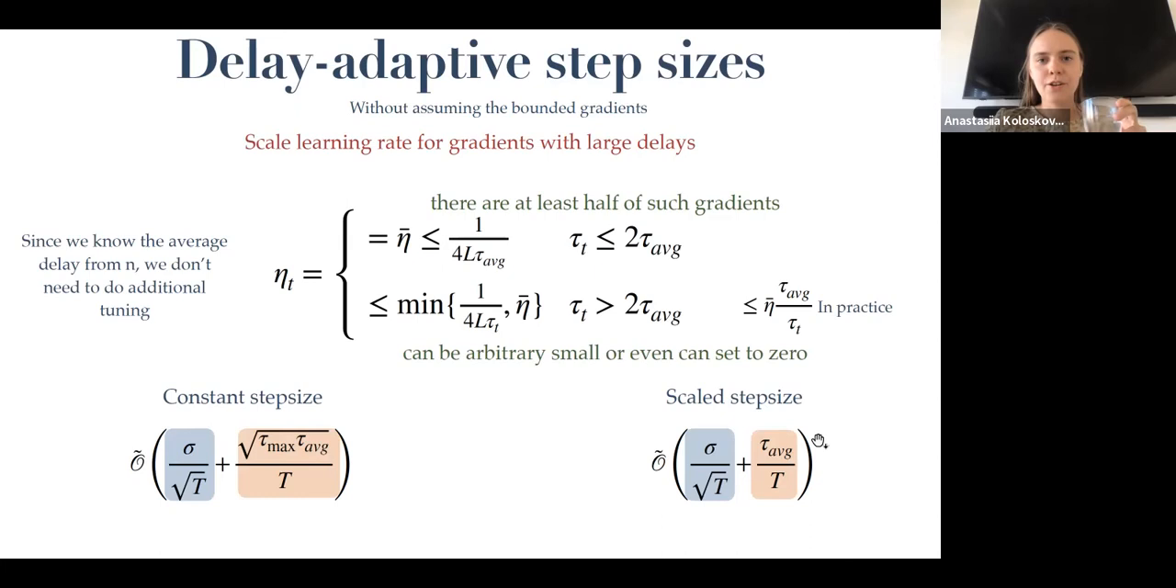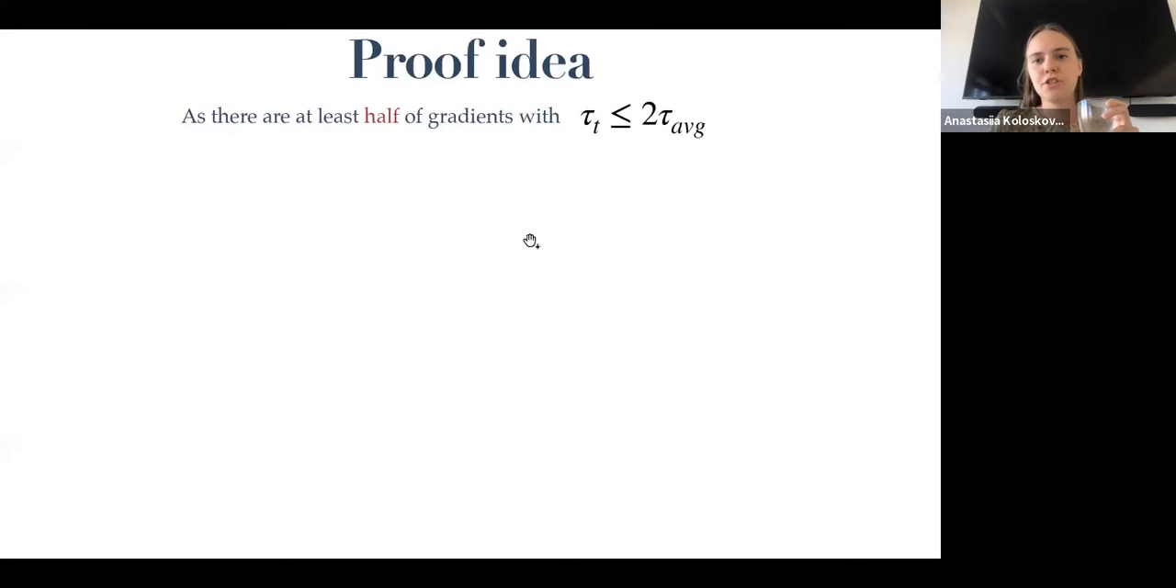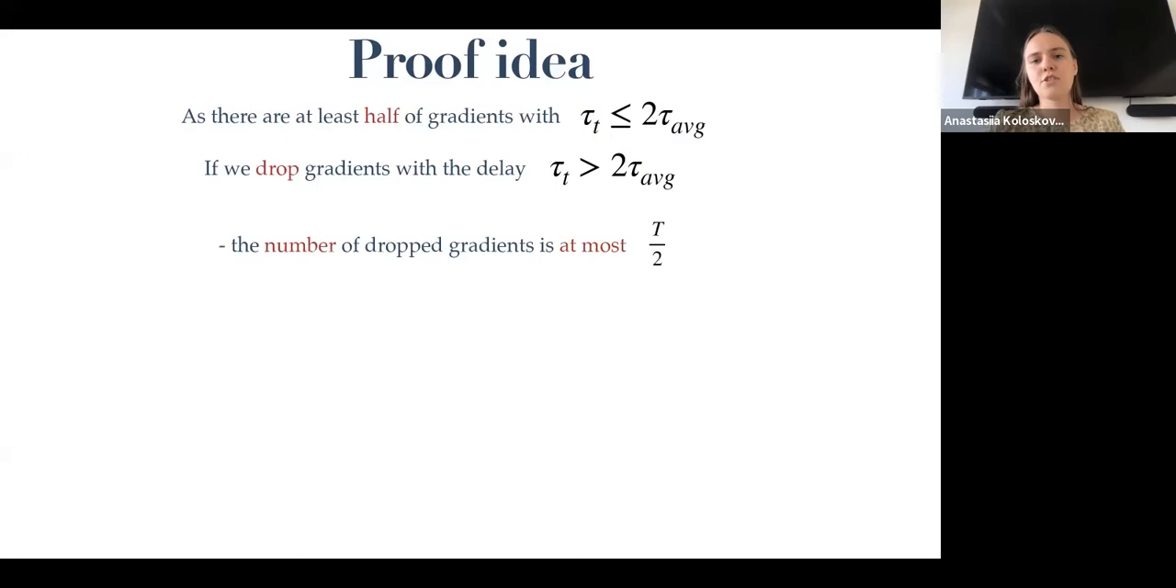The proof idea is quite simple. We just need to notice that there are at least half of the gradients with a delay smaller than 2 times tau average. So there are actually not so many gradients which have bigger delay than 2 times tau average. This is because all the delays are bounded by one, and this holds for any distribution. So the number of tau t which are bigger than 2 times tau average is not more than half. And because they are not more than half of them, if we drop all of them, we will hurt our convergence rate only by a constant factor of 2.